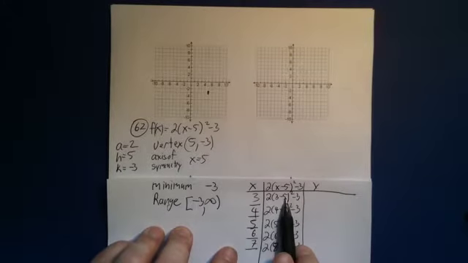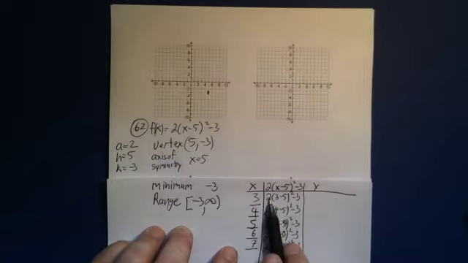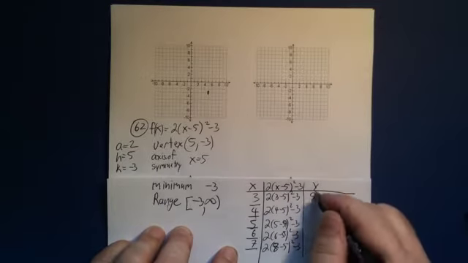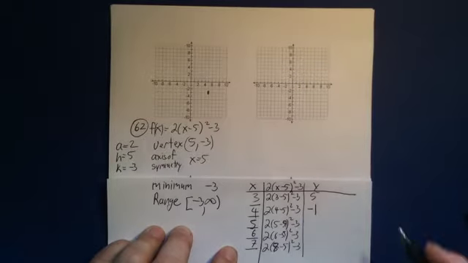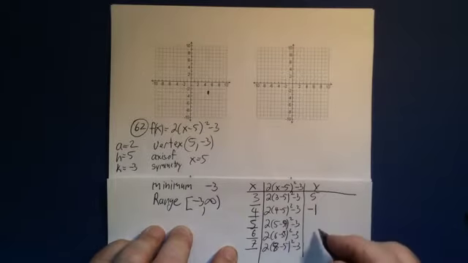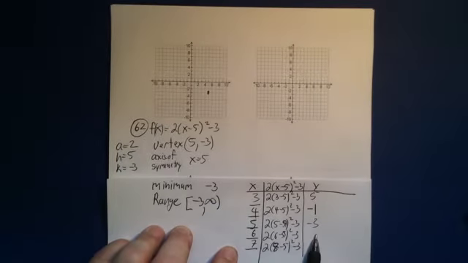3 minus 5 is -2. -2 squared is 4. 4 times 2 is 8. 8 minus 3 is going to be 5. 4 minus 5 is -1. -1 squared is 1. 1 times 2 is 2. 2 minus 3 is -1. 5 minus 5 is going to be 0. 0 times 2 is 0. Minus 3. This should be -1, but let's see.